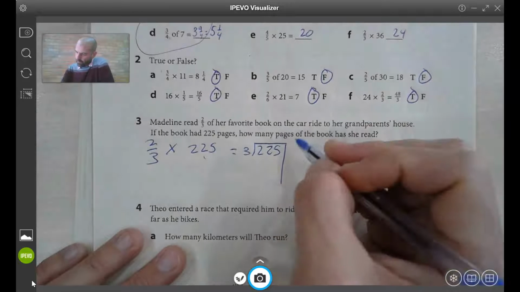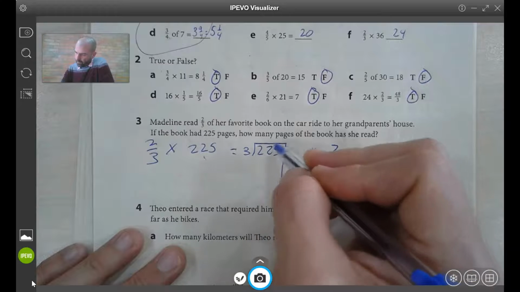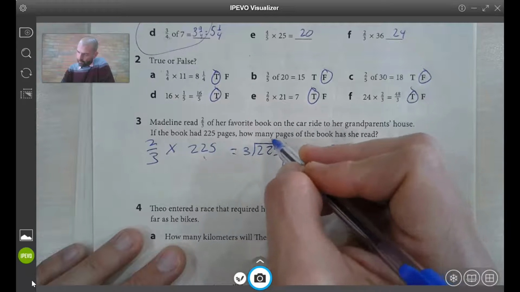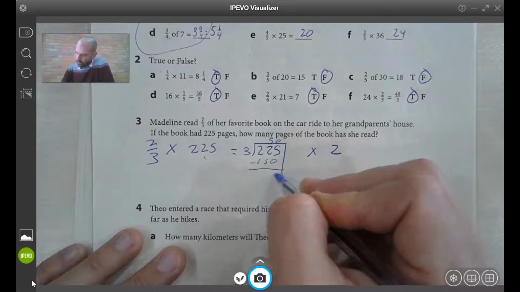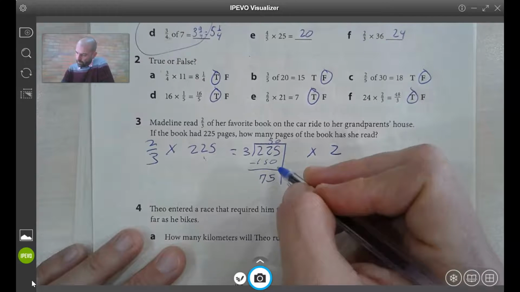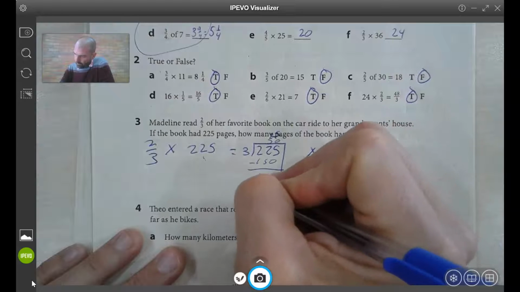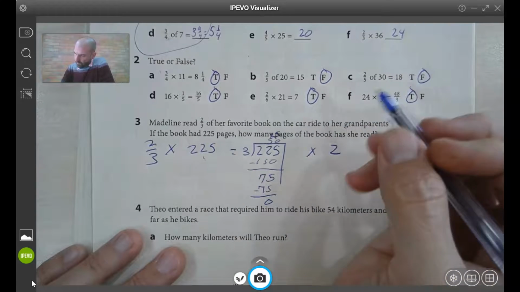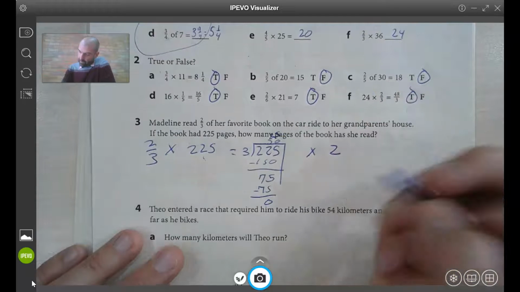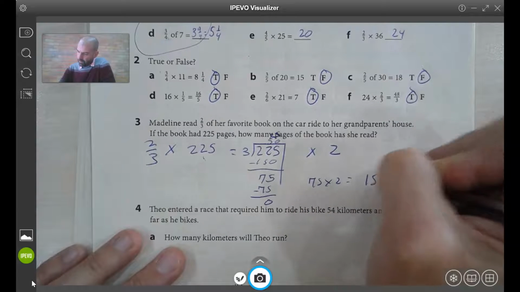If I wanted to do 225, 100 wouldn't work. 100 would be 300. That means 50 is 150. That gives 5. That's half of 50, so that'd be 25. So that would be 25 plus 50 is 75. 75 times 2 equals 150 pages.